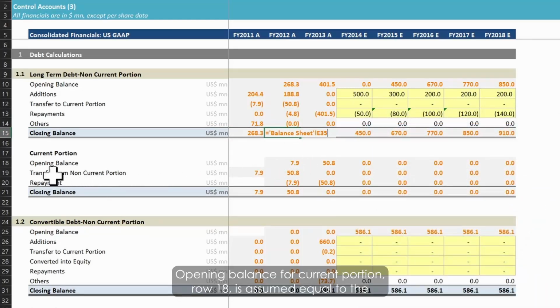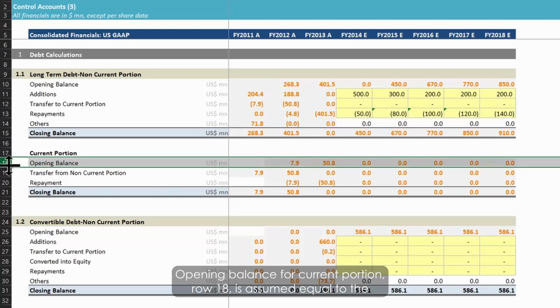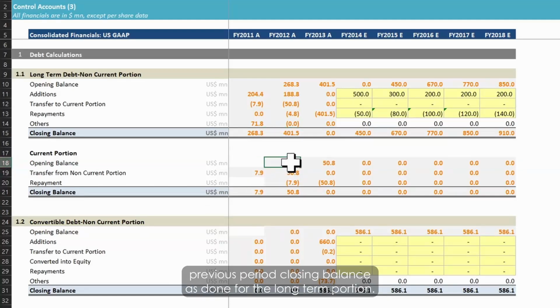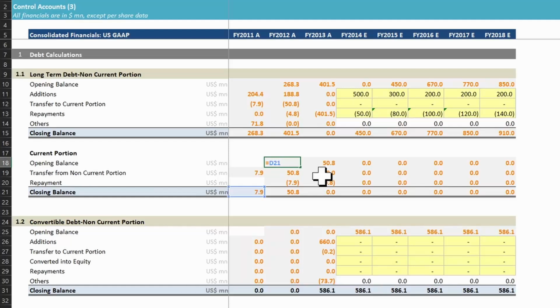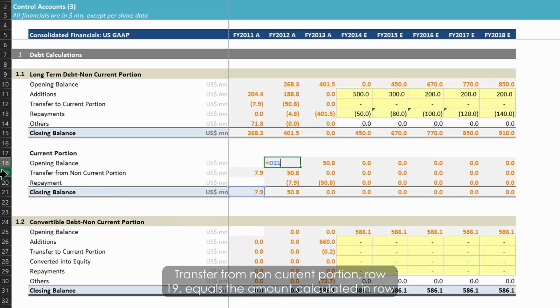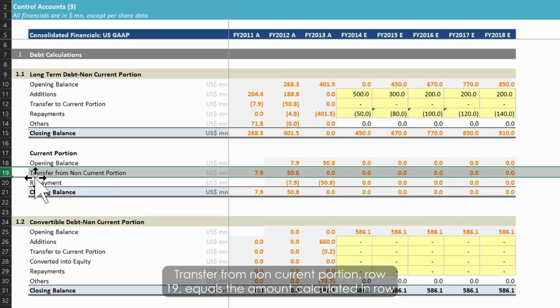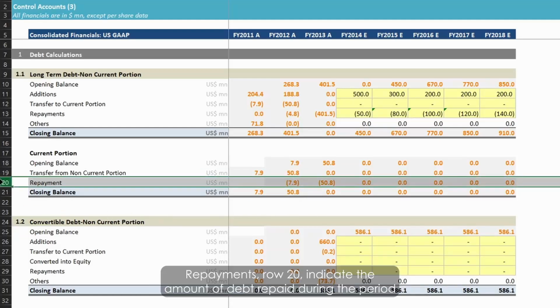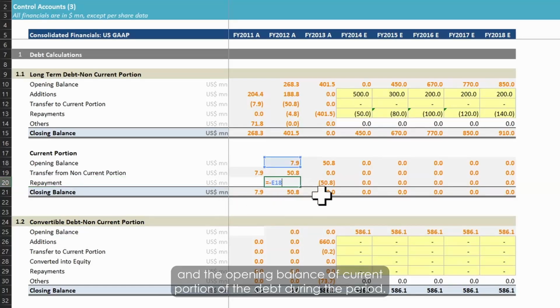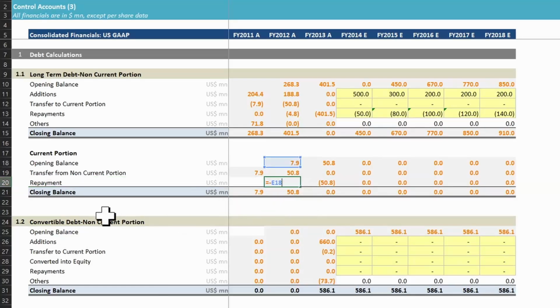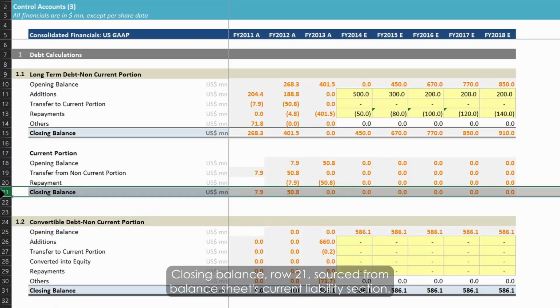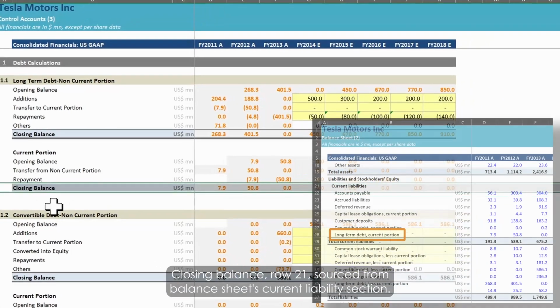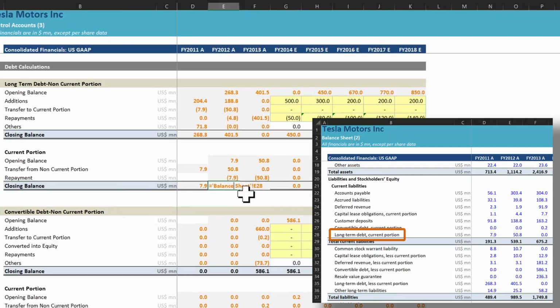7. Opening balance for current portion, row 18, is assumed equal to the previous period closing balance as done for the long-term portion. 8. Transfer from non-current portion, row 19, equals the amount calculated in row 21, that is non-current debt closing balance for selected period. 9. Repayments, row 20, indicate the amount of debt repaid during the period and the opening balance of current portion of the debt during the period. 10. Closing balance, row 21, sourced from balance sheet's current liability section.